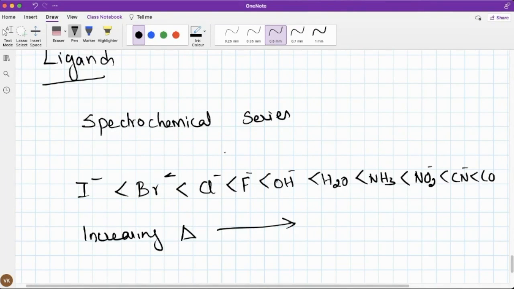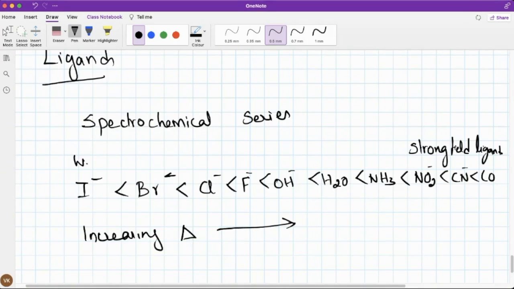It depends on the ligand, so the delta naught will be varying. Here the delta naught is higher, so the pairing energy will be lower. Here the pairing energy will be higher than delta naught, because the delta naught is lower on this side. Since it depends on delta, here the splitting is higher. I'm going to say these ligands are strong field ligands.